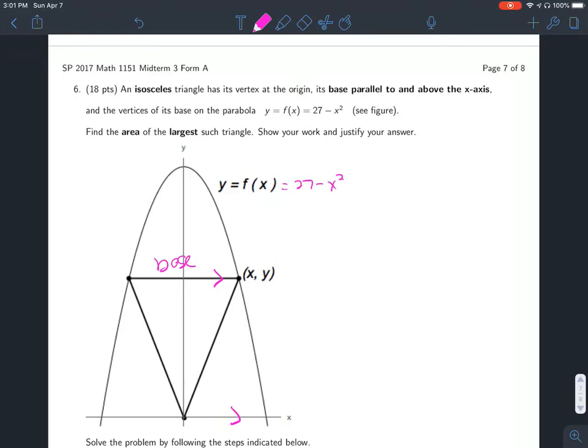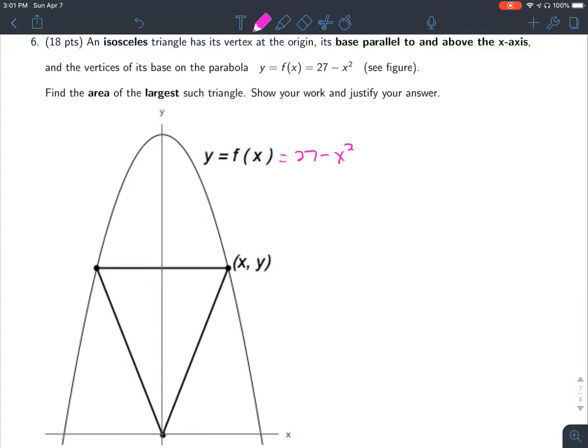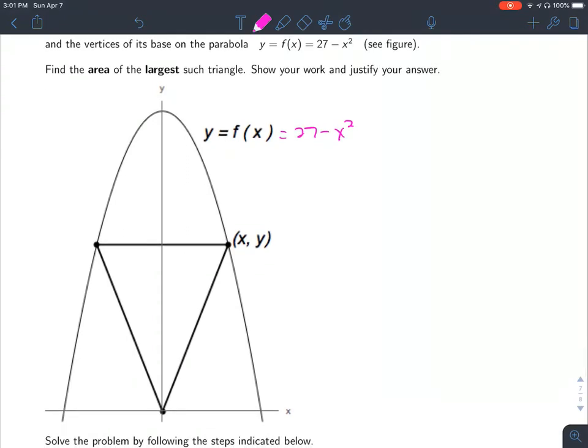And the vertices of its base, which is here and here, is on the parabola. And the name of that parabola is f of x equals 27 minus x squared. So we are supposed to find the area of the largest triangle. Largest meaning the largest area.